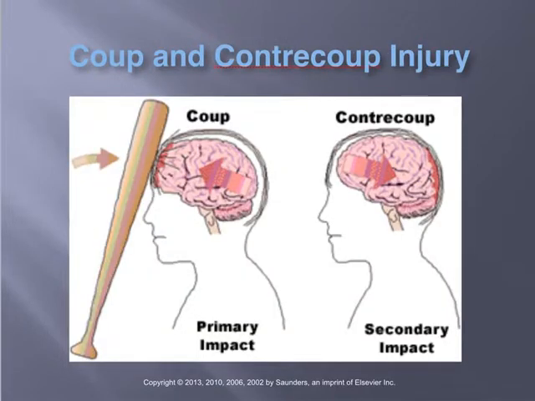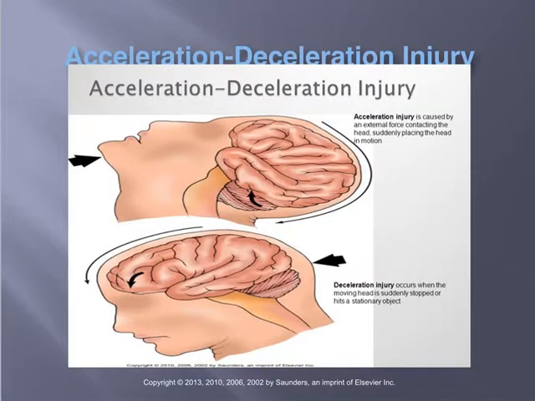There's also coup-contrecoup injuries, and that's when the coup is the site of impact injury to the brain, and the contrecoup injury is to the opposite side of the brain. And this is an example of a closed brain injury. There's also acceleration-deceleration injuries, and that's a head movement injury that can happen with a motor vehicle crash.